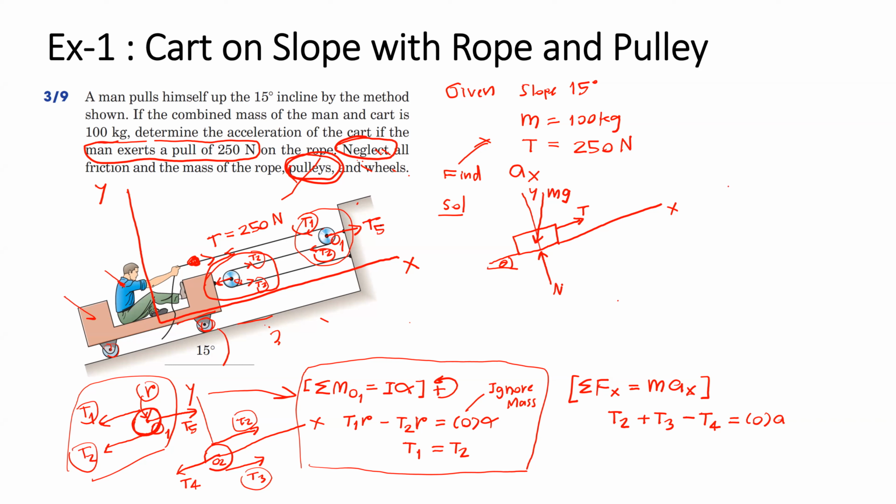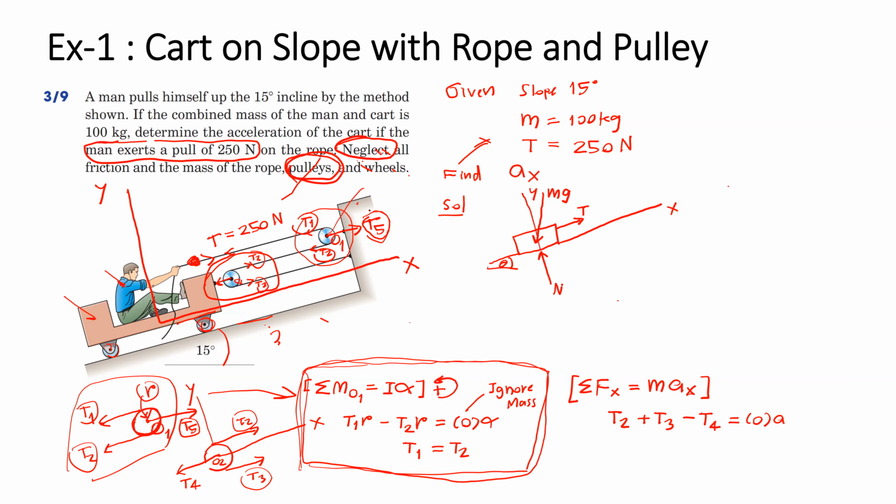T5 is going to affect the force, but it's not going to affect the moment about point O1 because T5 passes through the center of the pulley, or O1. So if we have T5 or not have T5 on the first pulley, it doesn't affect the summation of the moment.